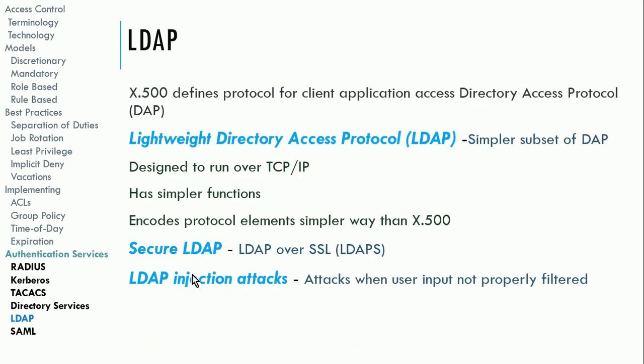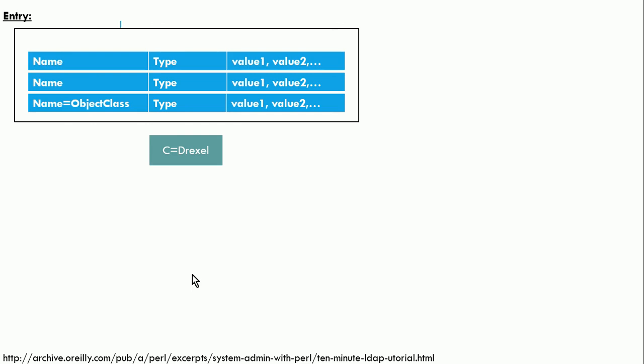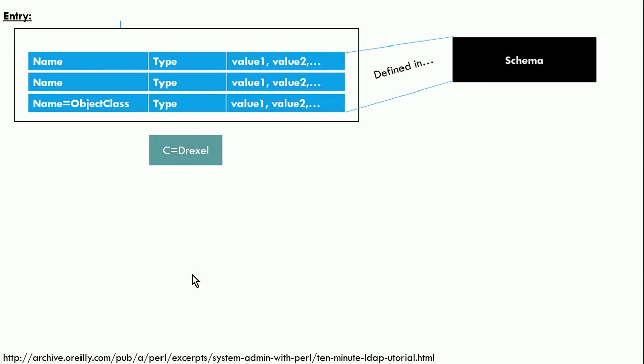Sorry, I have this slide here twice. As an example, let's take a look at how LDAP works. In LDAP, you typically have an entry. An entry is a collection of facts about an object, and the types of facts that you can store in an entry are defined in a schema, much like a database.